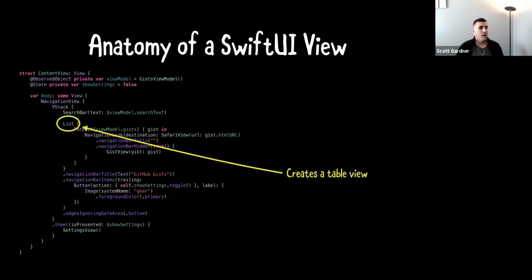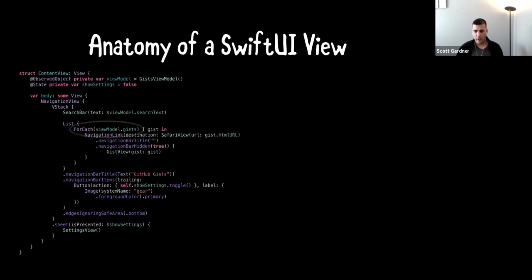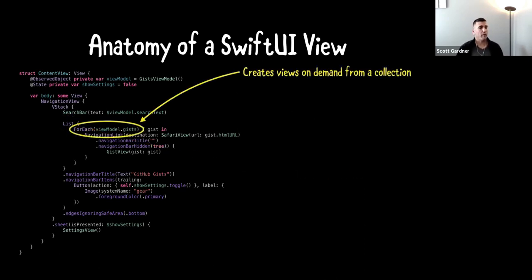So the next item in the VStack is a List. And this is what it takes to create a table view. So you think about the APIs you've used before and having to set the data source and perhaps the delegate and so on. This is it, right? So this is all it takes. You create a List, and in this case, we're going to pass it a ForEach constructor that will actually vend views on demand from the collection you pass to it.